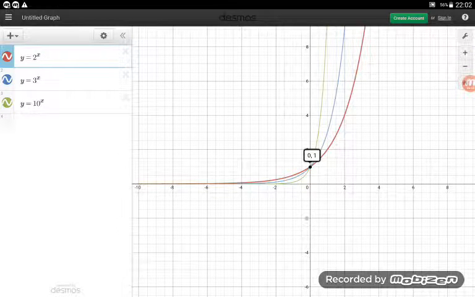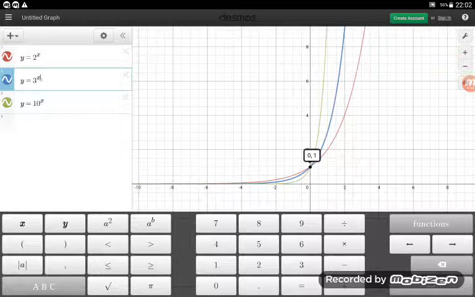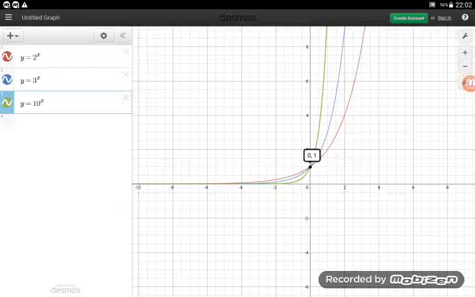Can you think about it? And why do you think this is true? If you think about this, at this point, my x is equal to 0. So if I put the 0 into my x over here, over there, and over there, anything to the power of 0 is 1. So this point would be the y-intercept for these exponential functions, right? That makes sense, right?